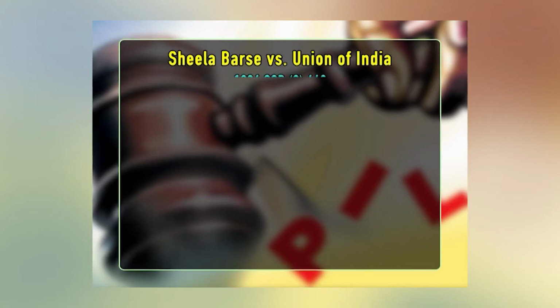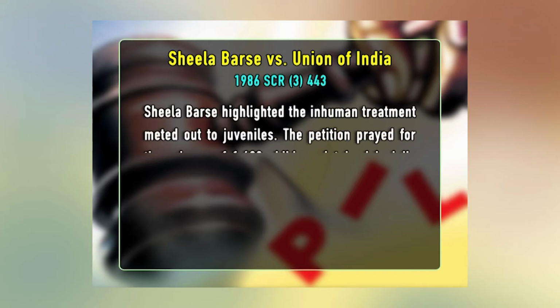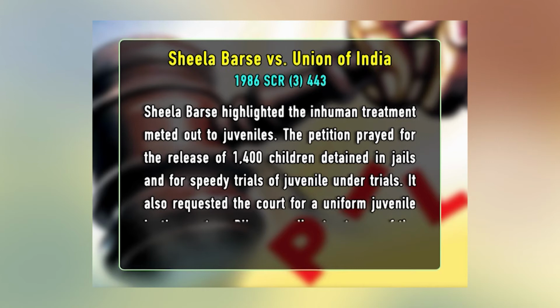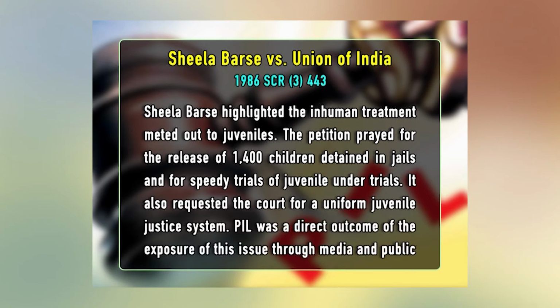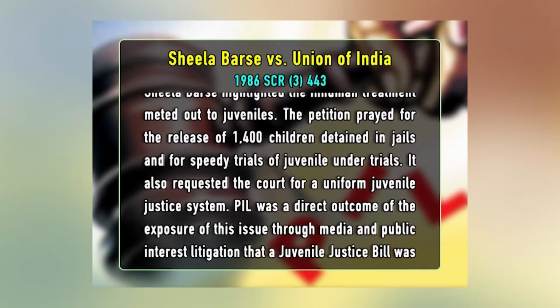Judiciary is playing a very prominent and promising role in protecting the public interest. Some of the landmark decisions through public interest litigation, including the case of Sheila Barse versus Union of India. Sheila Barse highlighted the inhuman treatment meted out to juveniles. The petition prayed for the release of 1,400 children detained in the jails and for speedy trials of juveniles under trial. It also requested the court for a uniform juvenile justice system.